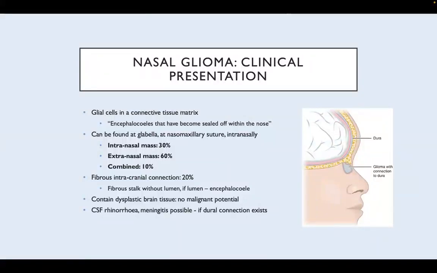The frequency of these, so an intranasal mass occurs in about 1/3 of patients, extranasally more commonly, so 2/3, and inter and extranasally can occur as well, and that's in about 1 in 10 patients. About 1 in 5 patients will present with a fibrous intracranial connection, and this is a fibrous stalk without a lumen. If there's a lumen, it's actually an encephalocele. They contain dysplastic brain tissue, but there hasn't been found to be any malignant potential. And there is a potential for CSF rhinorrhea and meningitis because of the intracranial connection, but this is also quite variable.